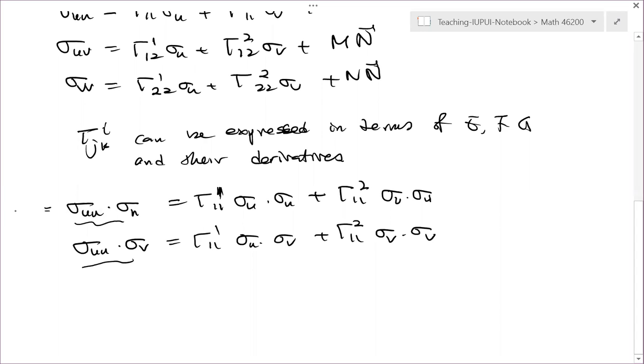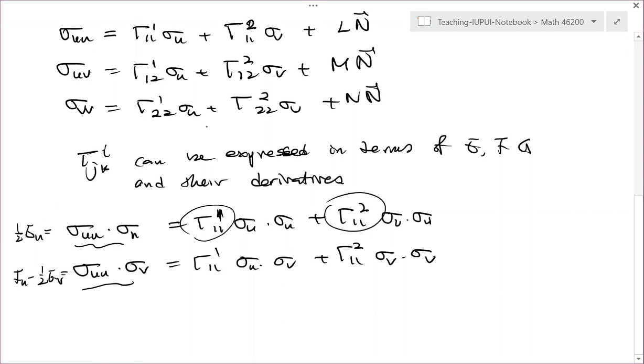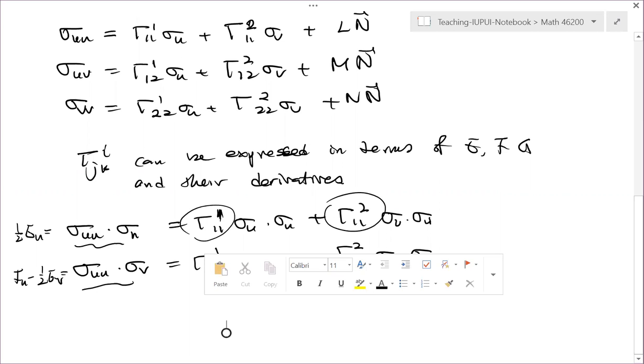So this is going to be half of E u, and this one is F u minus half of E v. Therefore, those coefficients can be expressed in terms of E, F, G and the partial derivatives. Similarly, you can do the work on the second and third equations. You can express everything: gamma ijk in terms of E, F, G and their partial derivatives.